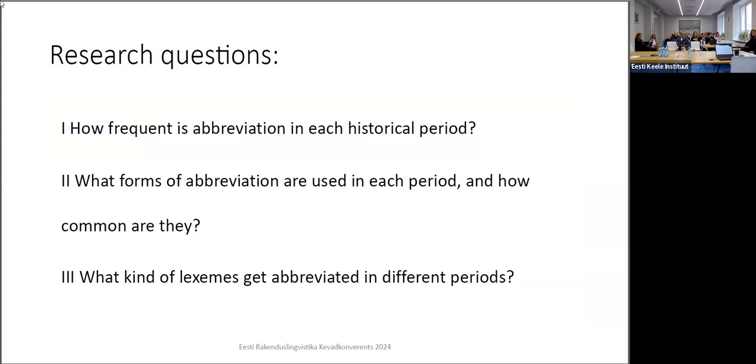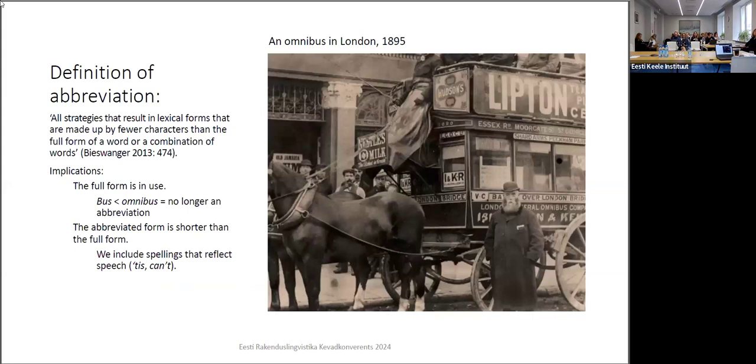The research questions were: how frequent is abbreviation in each historical period? What forms of abbreviations are used in each period and how common are they? So what kinds of abbreviation are there? What kind of lexemes get abbreviated in different periods? And this requires some definition. So we took it from a CMC study by Bieswanger 2013, defining abbreviation as all strategies that result in lexical forms that are made up of fewer characters than the full form or a combination of words. So anything which results in an abbreviated lexeme which is shorter than a full form.